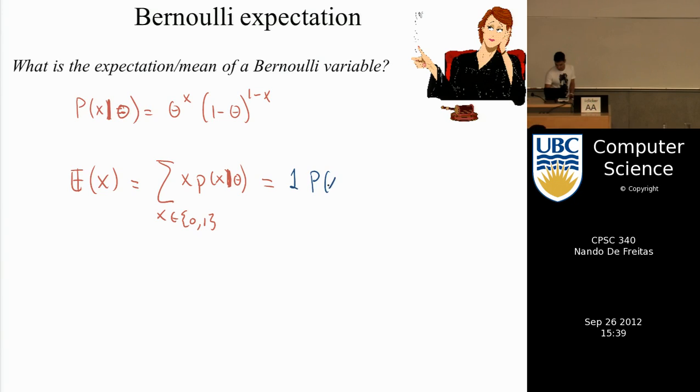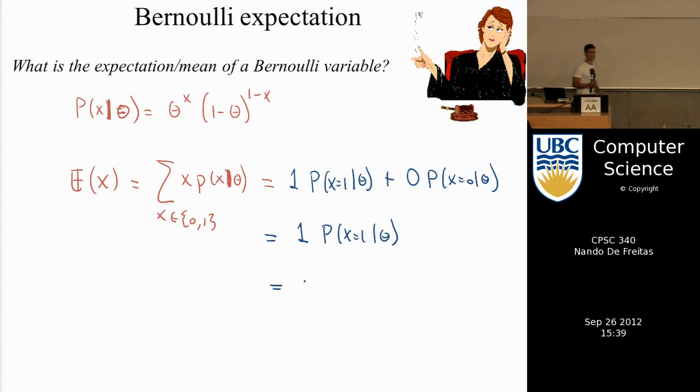So that's equal to 1 times the probability of x equal 1 given theta, plus 0 times the probability of x equals 0 given theta, and that is just equal to 1 times the probability of x equal 1 given theta, and that's just equal to theta. Because when x is equal to 1, if you substitute x equal to 1 in that expression, you get theta. All right, so the mean of a binary random variable is just the probability of it being 1. Expectation and probability are the same.